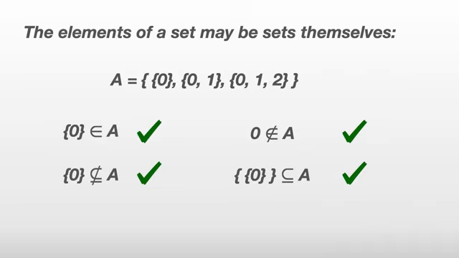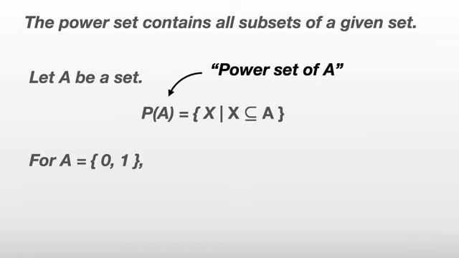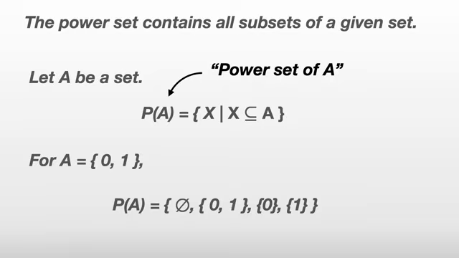The power set is a common thing to encounter and it contains all subsets of a given set, so let A be a set. The power set of A, P brackets A, contains all sets X such that X is a subset of A. So for A equals the set containing 0 and 1, the power set of A would contain the empty set, A itself, the set containing 0 and the set containing 1.